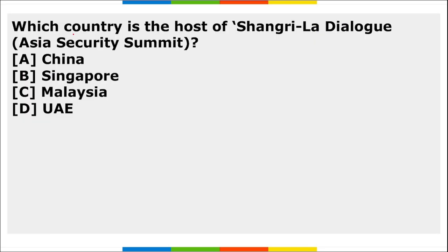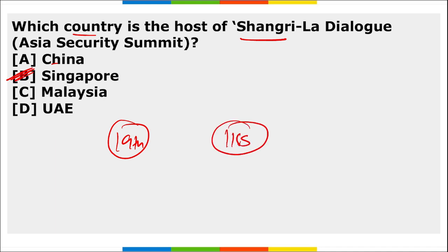Moving on, if a question is asked, which country will host the Shangri-La Dialogue, that is the Asia Security Summit? It is Singapore. This is the 19th edition of the Shangri-La Dialogue that will be hosted by the IISS, that is the International Institute for Strategic Studies, and it will be held in Singapore.